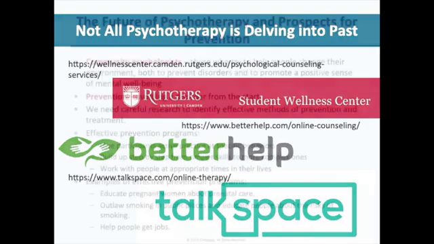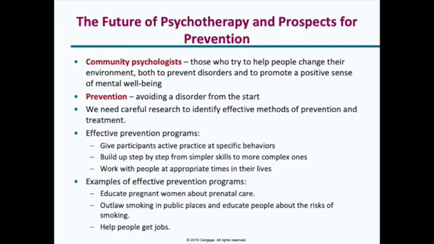Slide 32. What about the future of psychotherapy and attempts to prevent mental disorders? Psychologists, especially community psychologists, seek to help people change their environment to promote mental health. Prevention is avoiding a disorder before it starts. Prevention takes several forms. A universal program targets everyone, such as an anti-smoking campaign or abolition of lead-based paints and leaded gasoline. A selective program includes only people at risk, such as people with a family history of some disorder. An indicated program identifies people in the early stages of a disorder and tries to stop it.